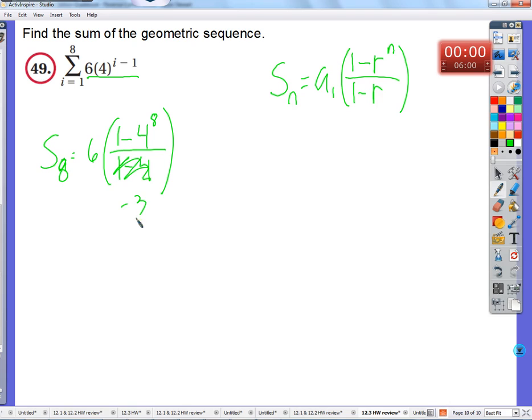So this is negative 3, and negative 3 cancels with 6, which means it's a 2 and a negative 1 down here. 1 minus what's 4 to the 8th? 65,536. Good job. 2 times 1 minus 65,536 is negative 65,535, divided by negative 1. 65,535 times 2. Big number.